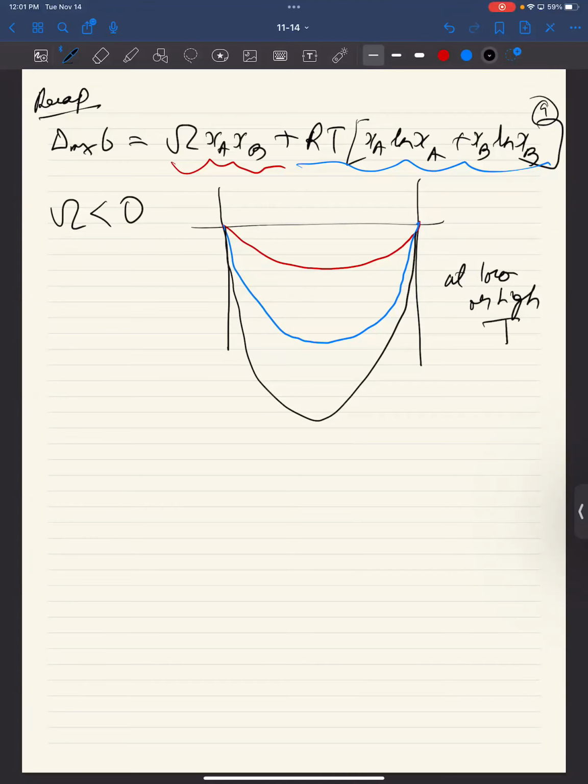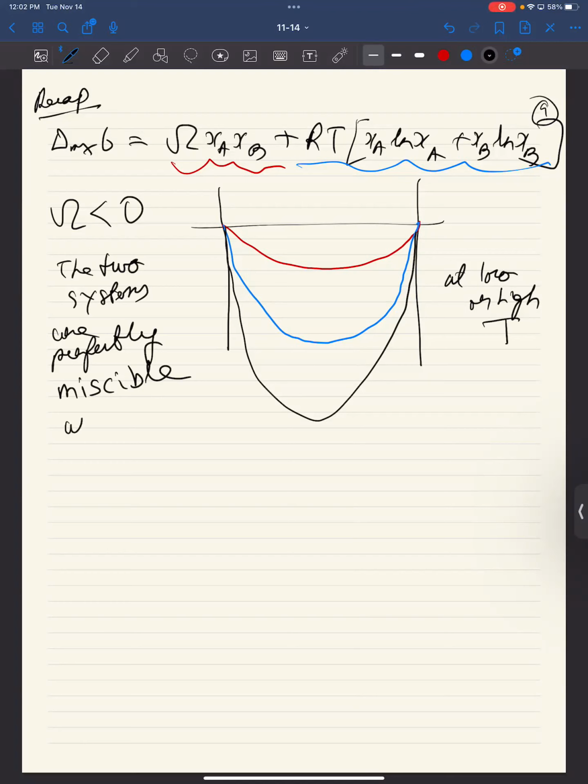What does it mean? It means the two systems are perfectly miscible. Some people call it mixable, but I think miscible is also a word that I learned, so I keep using it. Mixable, whatever you want to call it, at any temperature.